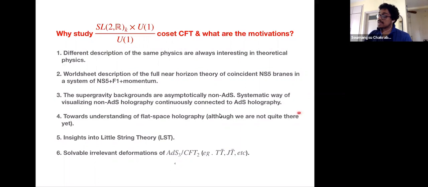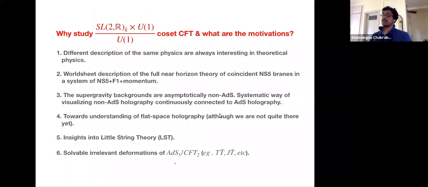Thirdly, it's somewhere intermediate between AdS holography and absolutely flat space holography, because the asymptote is no longer AdS, as I told you. So it's one step towards understanding flat space holography, although we are not quite there yet, at least from the approach that I'm going to discuss today. And finally, this will give us some insight into little string theory.